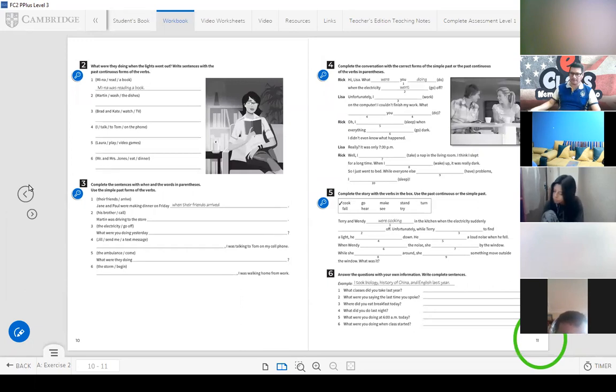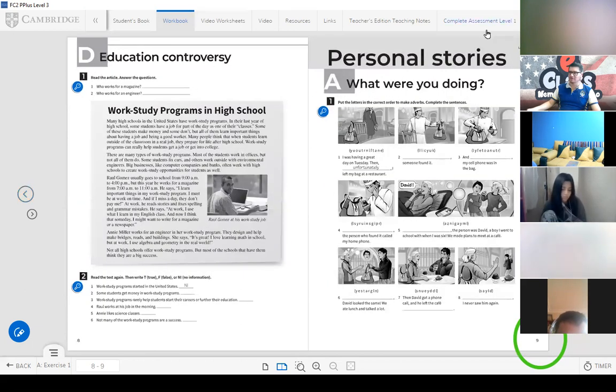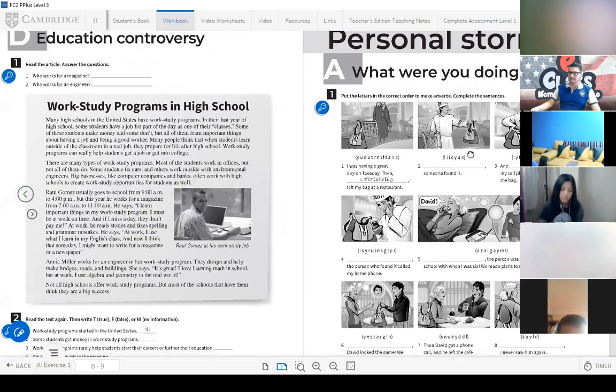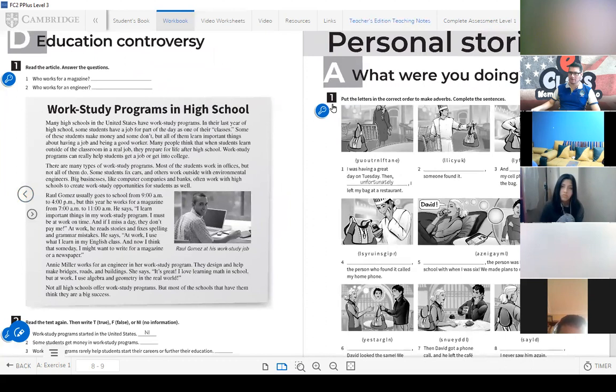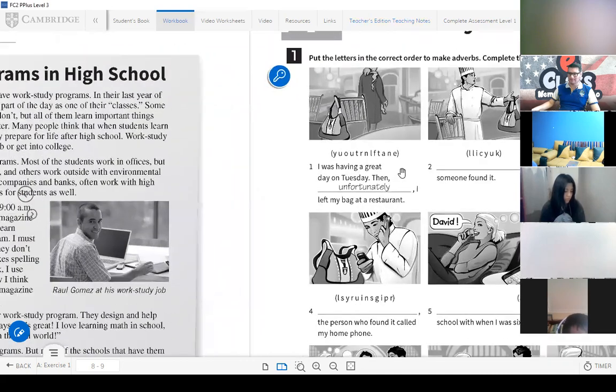Okay, I'm going to explain you that. Les voy a explicar en qué consiste cada una de estas, de estos homeworks. Dice, what were you doing? ¿Qué es lo que vas a hacer? Lo primero que vas a hacer es put the letters in the correct order to make adverbs. ¿Ya? ¿Se acuerdan los adverbs que aprendimos? Surprisingly, not luckily, unfortunately. ¿Ya? Los tenemos aquí, pero de manera desordenada.